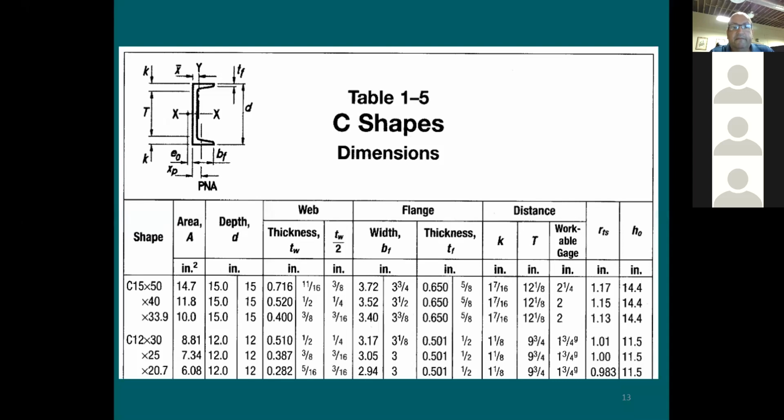All right, are we good? What was the difference between K design and K detail? Can you go over that again, please? The difference between K design and K detail, detail and design.